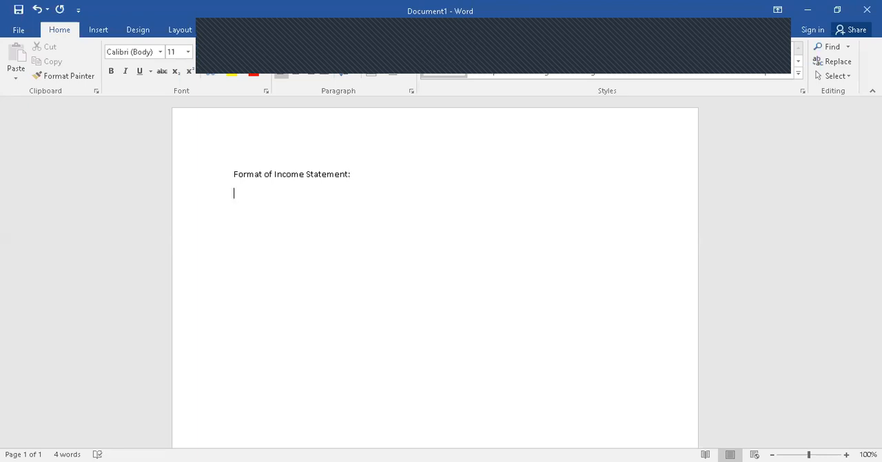The first aspect is the revenue that is generated. From this, the cost of goods sold is deducted. Then this is called gross profit. Then from this, operating expenses are deducted. Then this is called operating profit.